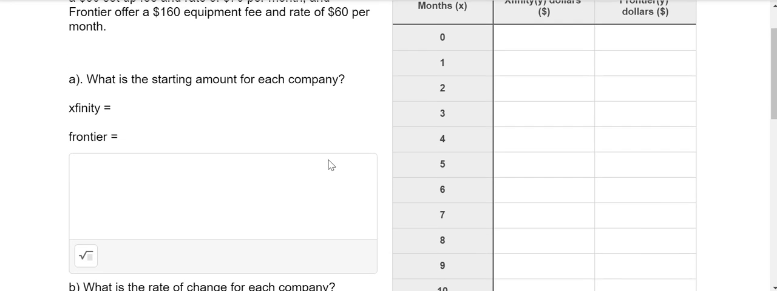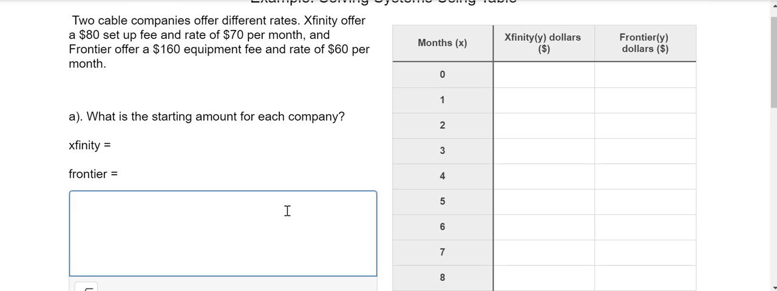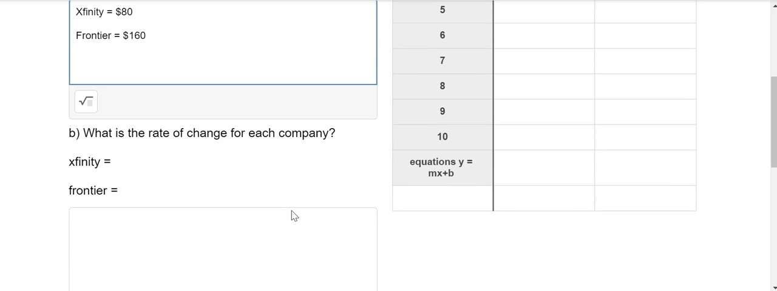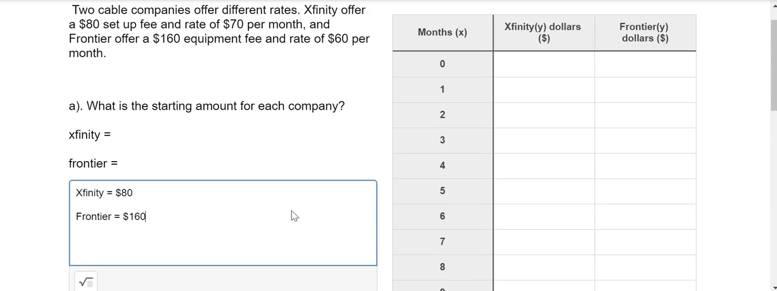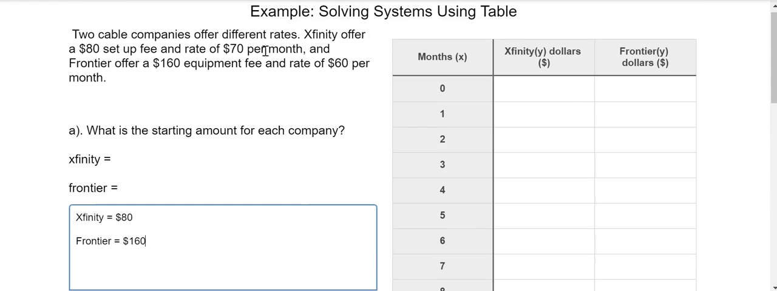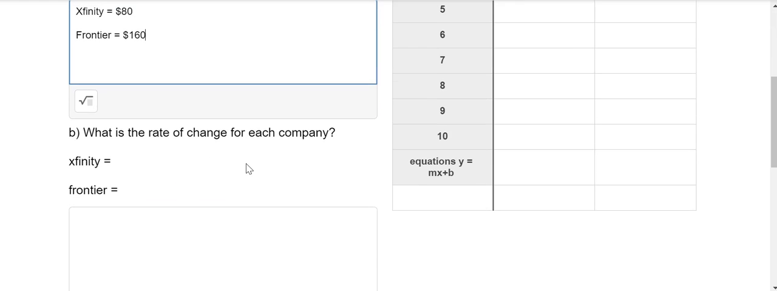What is the starting amount for each company? For the starting amount for Xfinity, we want to know the flat fee we are going to pay before we start paying monthly charges. For Xfinity it is $80. And for Frontier, it's the equipment fee we are going to pay before we pay any monthly charges: $160. Now it says, what is the rate of change for each company? So how much are you going to pay each month? For Xfinity, you are paying $70 per month, and for Frontier, you are paying $60 per month.